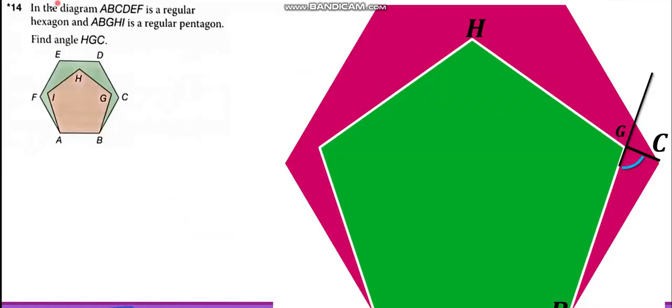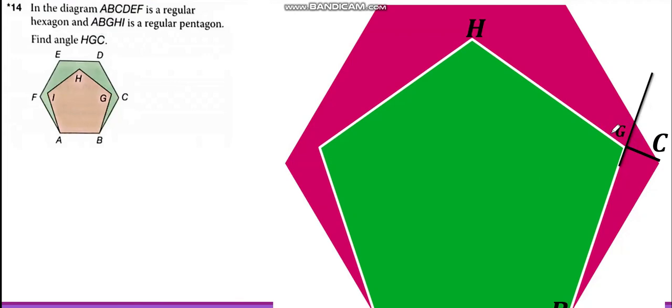In question number 14, it says in the diagram ABCDEF is a regular hexagon and ABGHI is a regular pentagon. To find the angle HGC, I have provided a bigger shape, where we can see these two polygons, pentagon and hexagon, and we have to find the angle HGC. So for this purpose, let's extend the side BG, and we will also extend the side HG. Now we can observe here that we need this angle, basically HGC, this one.